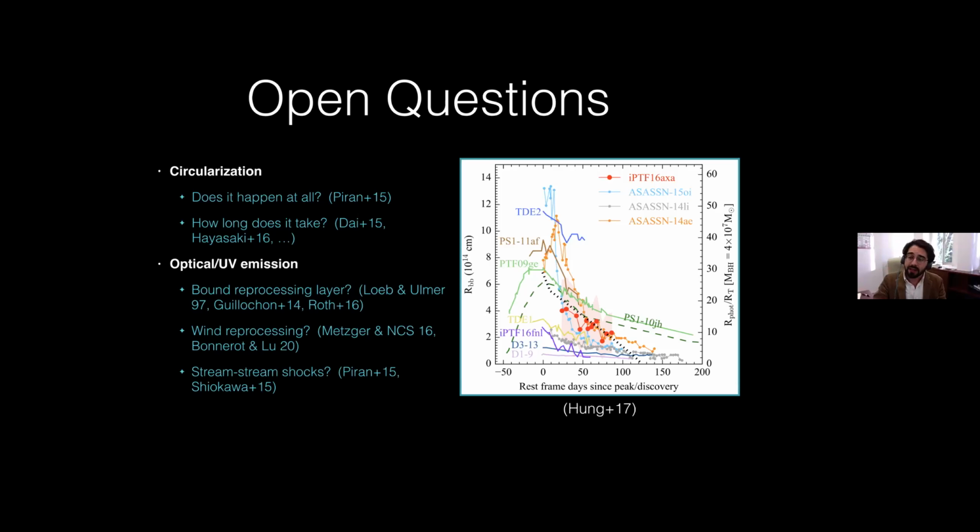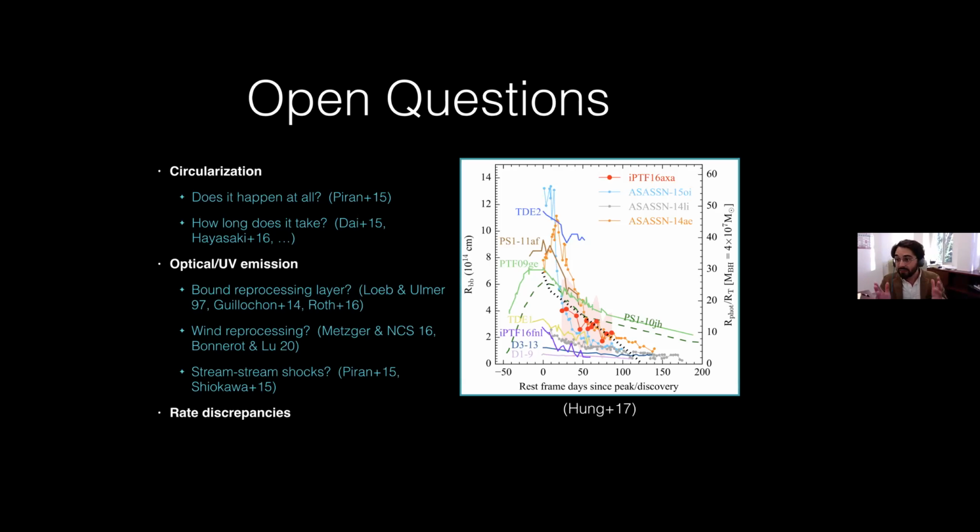wind. A second possibility is that maybe there's no inner disk at all in some of these TDs, and the power source for the optical emission that we see is actually shock power from internal shocks within the debris streams or self-intersection shocks between debris streams. Right now, this is really an open question and is a hotly debated topic in TD physics.